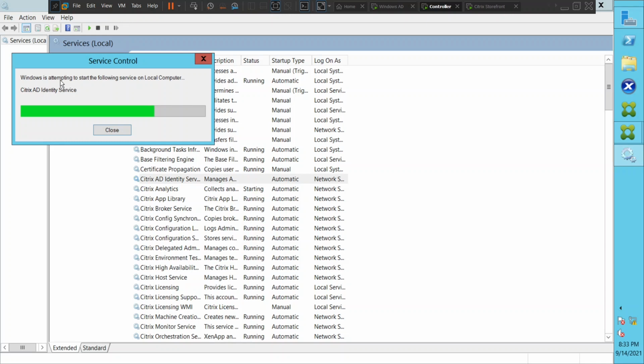Please wait a few minutes while it tries to start the service. I see that Citrix Analytics service is still in starting state. We shall refresh it once this service is started. It's almost there. All right.